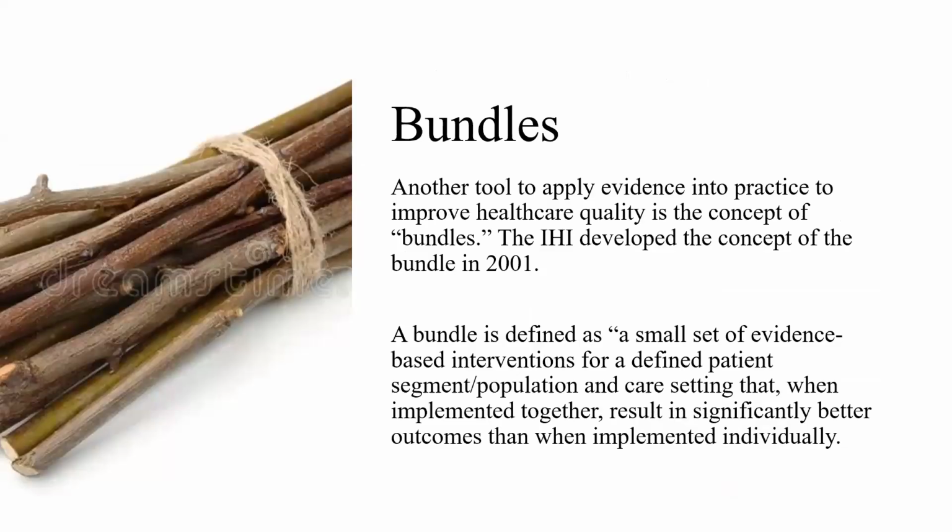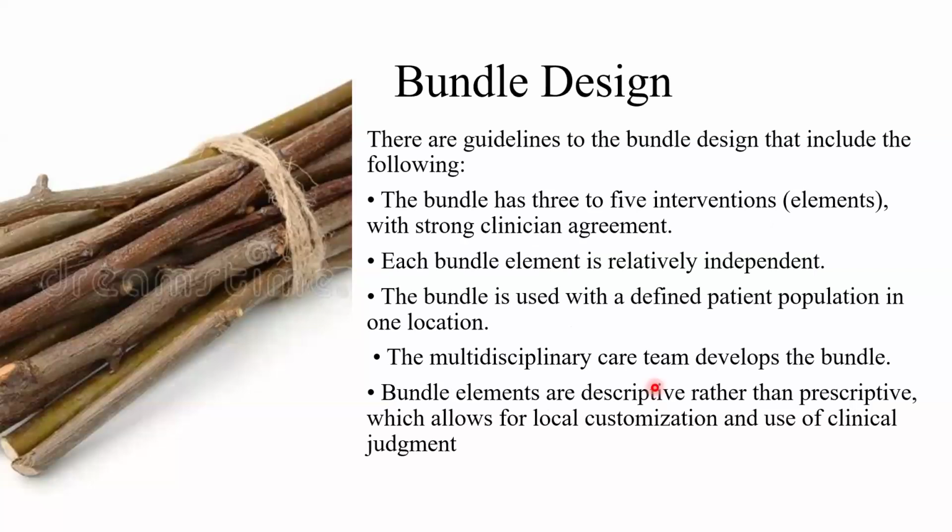Another model is known as bundles. A bundle is a beautiful tool. IHI, as I've said, the Institute for Healthcare Improvement, started it off in 2001. It's a small set of evidence-based interventions for a defined patient and population. When implemented together, they result in significantly better outcomes than when implemented individually. So these little aspects, the interventions, are put together. Bundles are designed to include 3 to 5 interventions. Each bundle element is relatively independent. The bundle is used with a defined patient population, as I've said. It's multidisciplinary. And for this one, you need to note compliance is all or none. That's the principle that's followed with bundles.